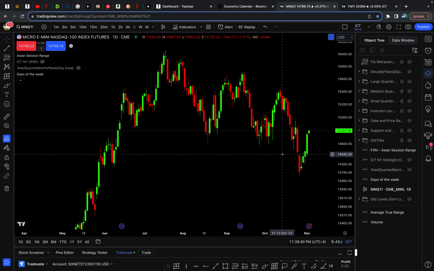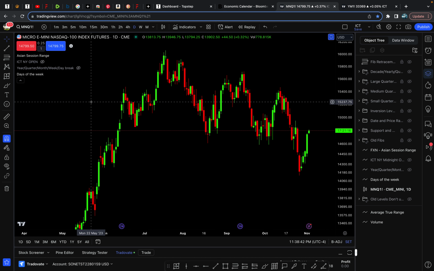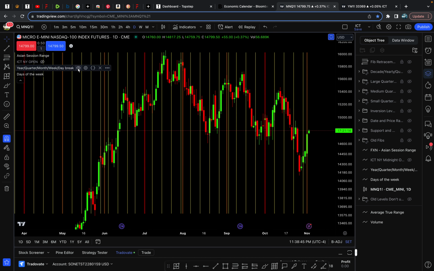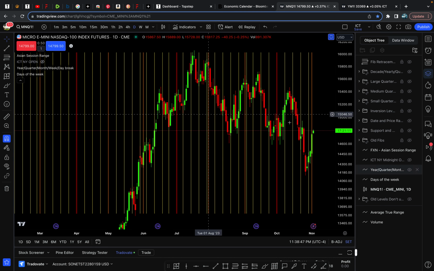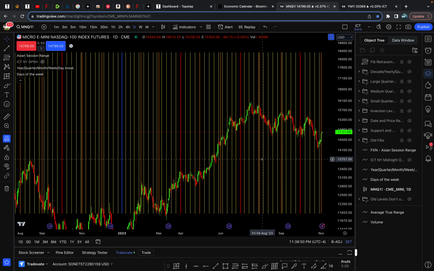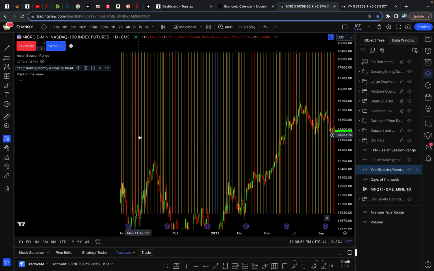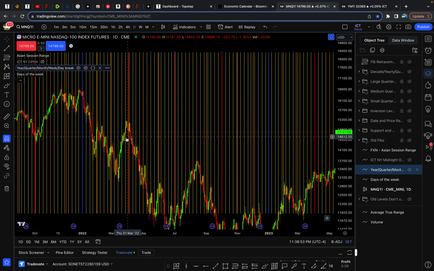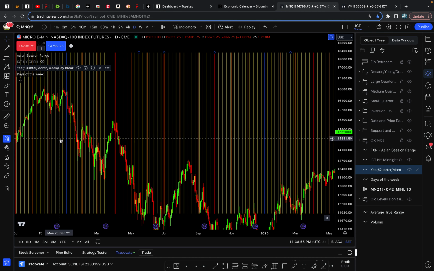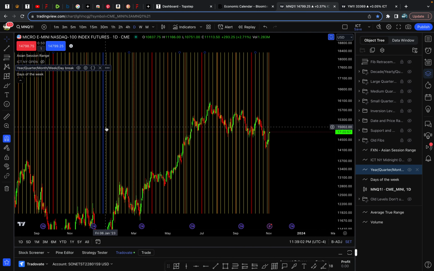Alright, so how do we make sense of this chart? Well, first let's see it broken down. This blue is for year to year. So you've got the beginning of 2022, the end of 2022, the beginning of 2023, and over here will be the end of 2023. So there'll be a blue line here at the end of the year.